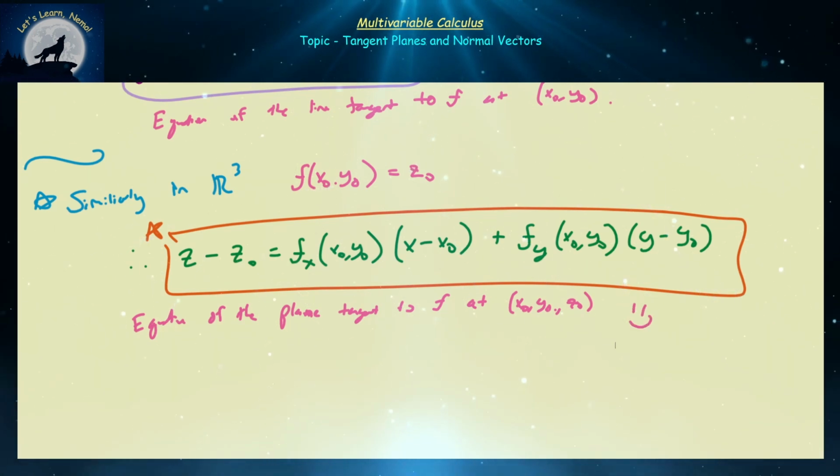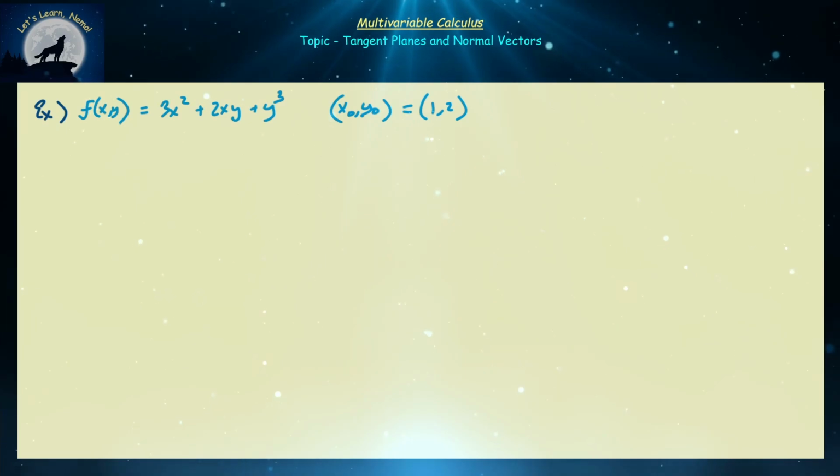So let's go through a numerical example just to see how this works, and then we're going to go into how we can find the vector that is normal to this particular plane using methods that we've previously discussed. For our example, let's assume that f of x, y is equal to 3x squared plus 2xy plus y cubed. And let's assume that we're interested in constructing the equation of the tangent plane when x0, y0 is equal to 1, 2 respectively. So the first thing that we need to do is figure out what is the corresponding z value for this particular two-dimensional input.